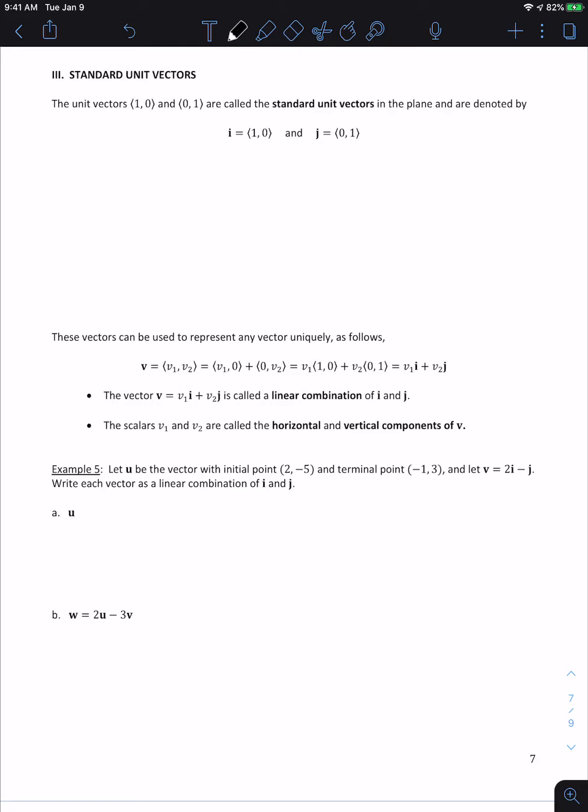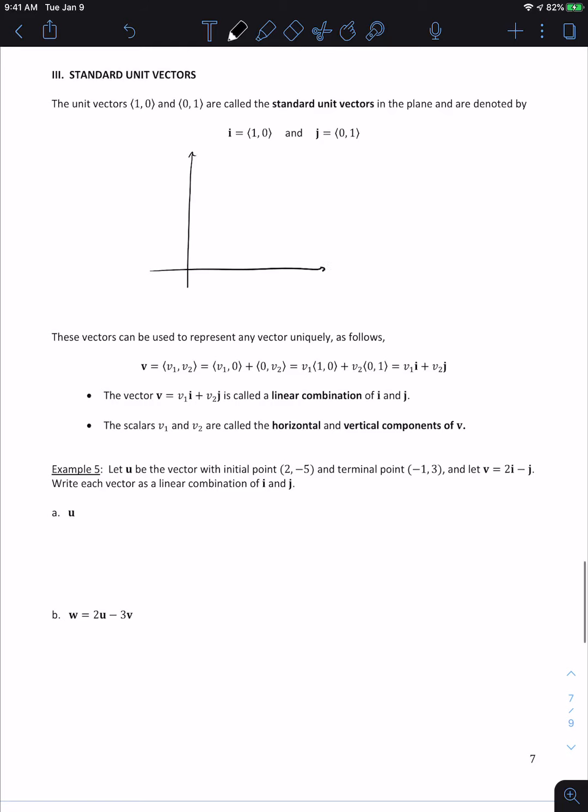Hello everyone, in this video we're going to pick up where we left off in section 11.1 with subsection 3, which is standard unit vectors. The unit vectors (1, 0) and (0, 1) are called the standard unit vectors in the plane and are denoted by a boldface i for (1, 0) and a boldface j for (0, 1). So what do these look like in the plane?